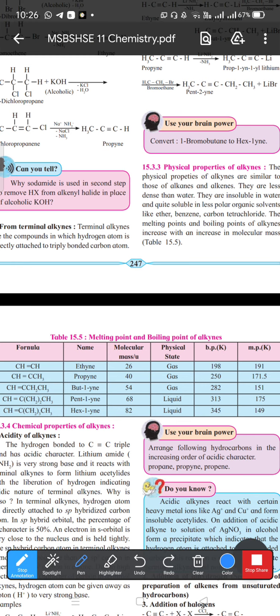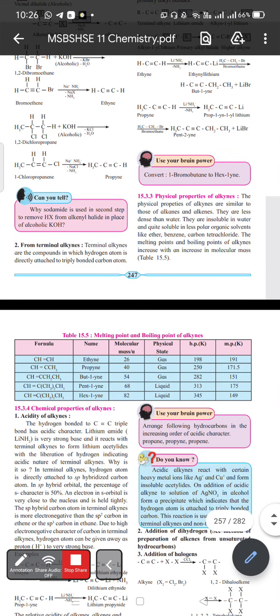In that, ethyne or ethene has molecular weight 26, physical state gas, then boiling point 198, melting point 191, in this way. In the same way, we can study propyne, butyne, pentyne, and hexyne. So after these physical properties, we can see the chemical properties of alkynes.